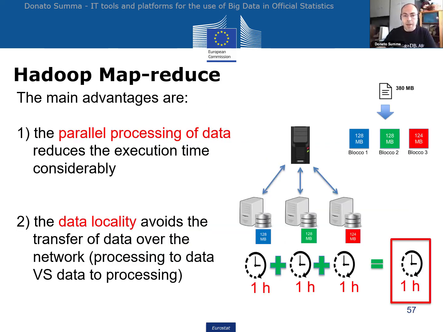The main advantages of MapReduce are the parallel processing of data that reduces the execution time considerably, and the data locality principle that avoids the transfer of data over the network. So basically, we are bringing processing to data instead of bringing data to processing.